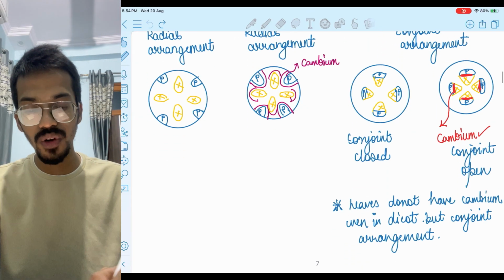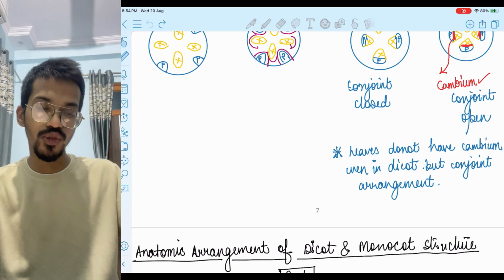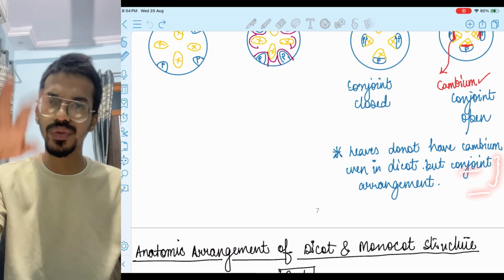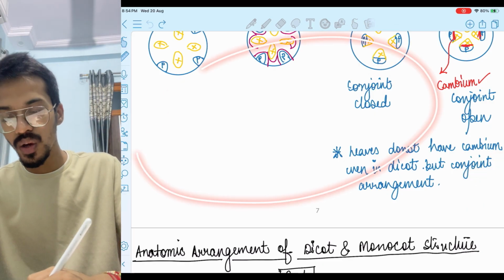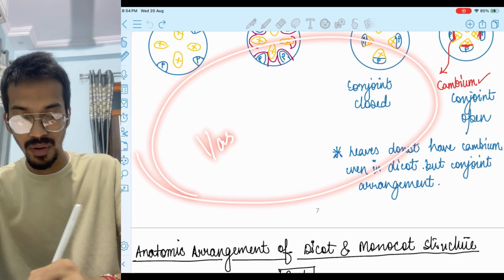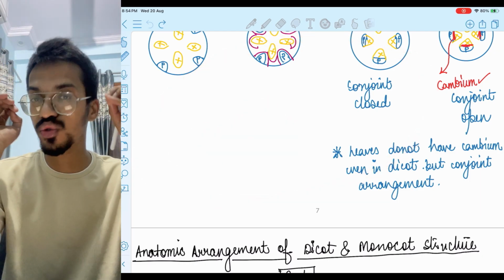Now leaves do not have any of the cambium even in the dicots also. So the conjoint arrangement will be present into it like this, which we are going to be seeing also. So this is all the crux of the vascular bundle. If you remember about this, you can remember anything. With this, the tissue system is over.